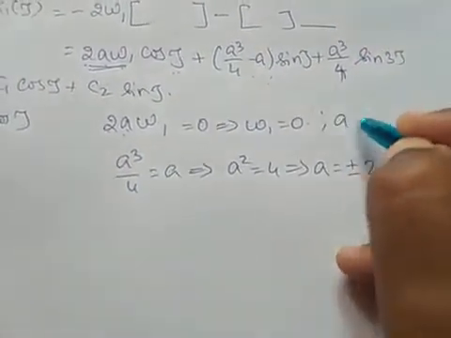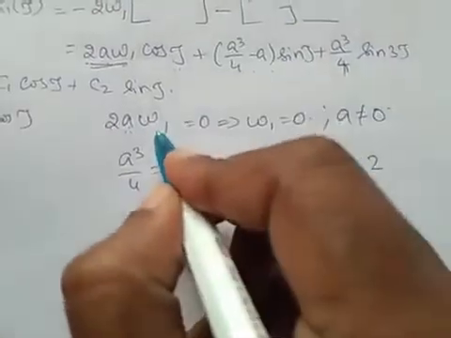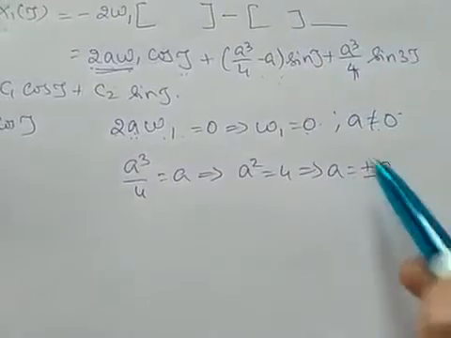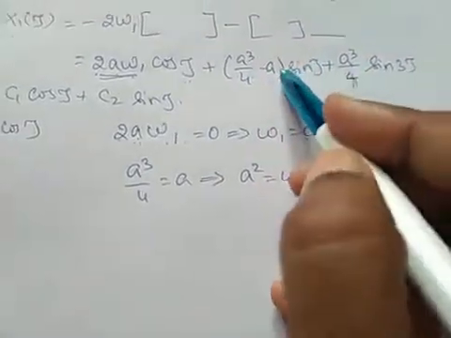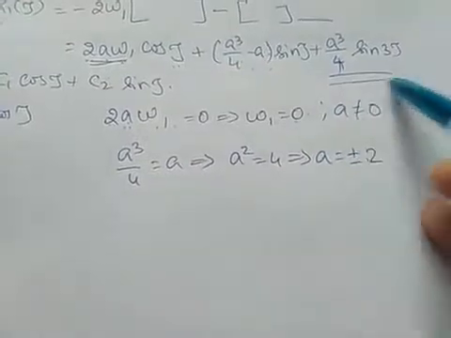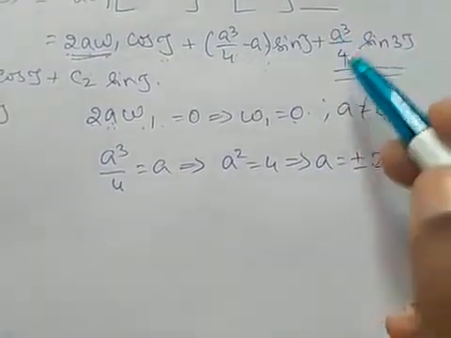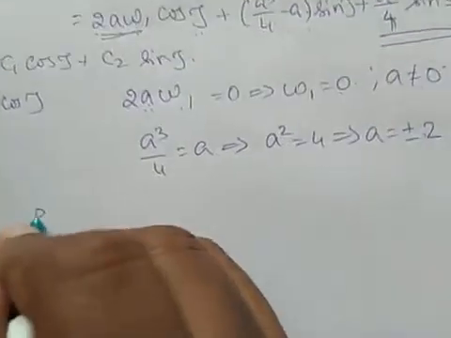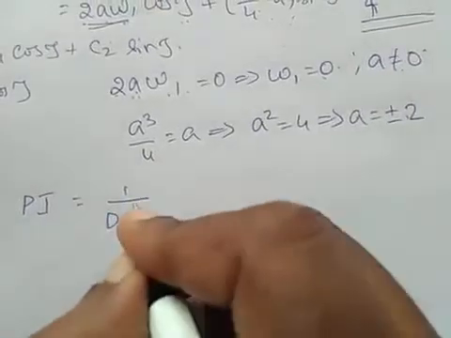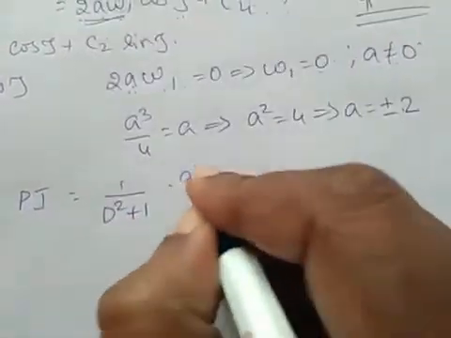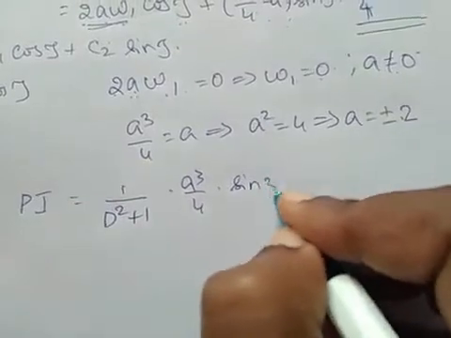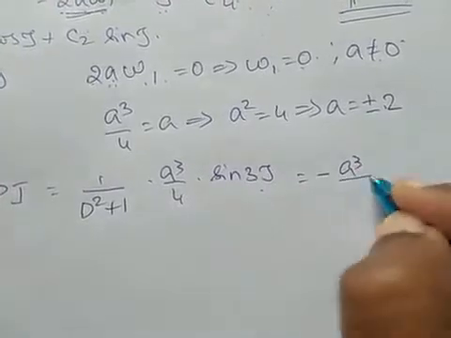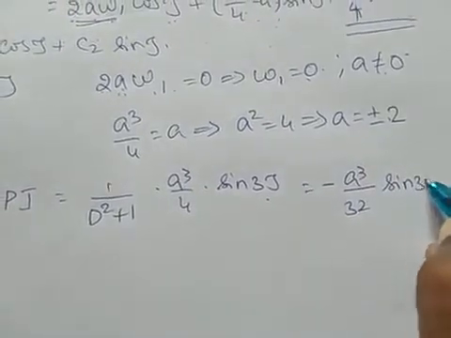So here a is not equal to 0 because already we have taken omega 1 equal to 0, a is not equal to 0. So when we substitute 2 or minus 2 here, this term becomes 0, omega 1 is 0. So the only term which we are left with is a cube by 4 sin 3 tau. For this we have to find particular integral. So PI of that is 1 by D square plus 1 into a cube by 4 is constant, sin 3 tau. This is of second type. So we will get particular integral as a cube by 32 sin 3 tau.